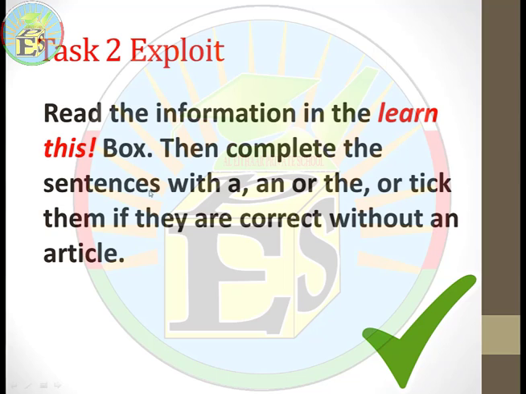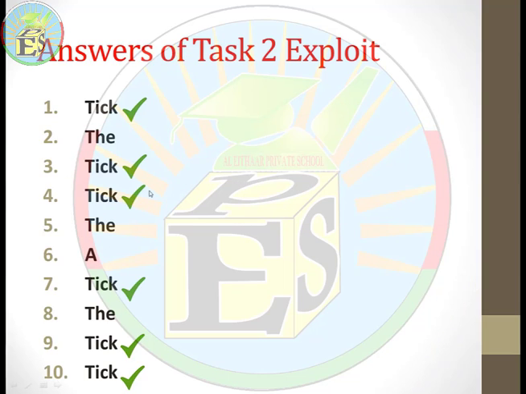Alright, so right now we will move to the answers of task number 2, exploit. The first one, we will add a tick because it's correct without adding any articles. So, he goes to work by train. The second one, the article here is the. I went to the cinema last night. Number 3 is correct without any articles. So he never eats anything before he goes to school. Alright? So we cannot write to the school or to a school.